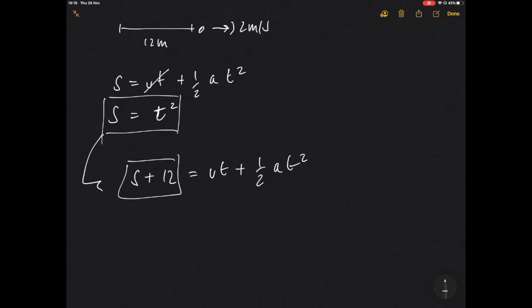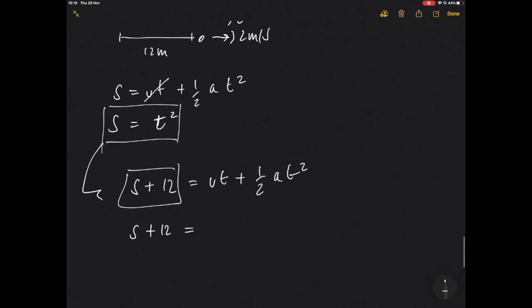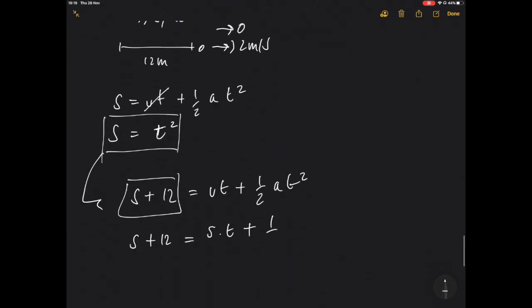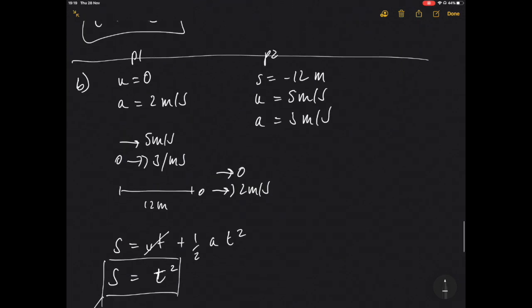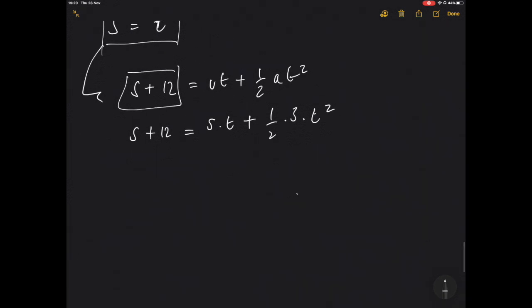This is what we're going to catch up. So we can say s plus 12 equals our original initial velocity, which was 5 meters per second, multiplied by t, plus a half times by the acceleration, which is 3 meters per second squared, multiplied by t squared. So we can say that our s equals 5t plus a half times 3t squared minus 12.